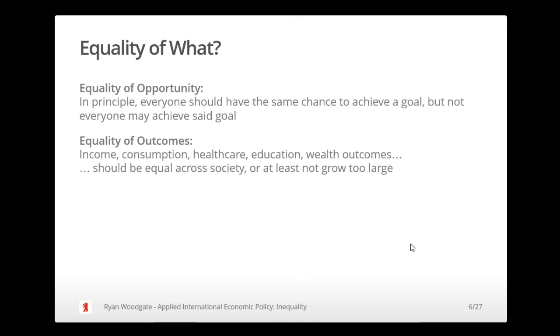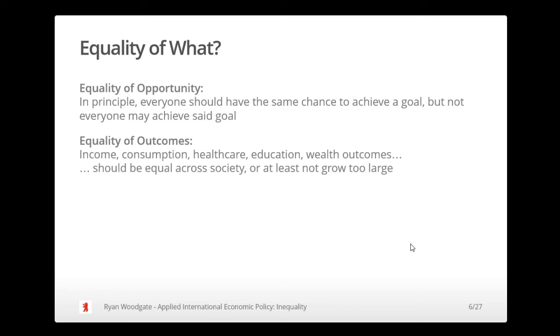The second question might be, well, equality of what exactly? There are two fundamental concepts here. We have the idea of equality of opportunity, which says, in principle, everyone should have the same chance to achieve a goal, but not everyone may achieve this said goal once given the chance. So this is about the opportunity, it's about the chance and access to it.